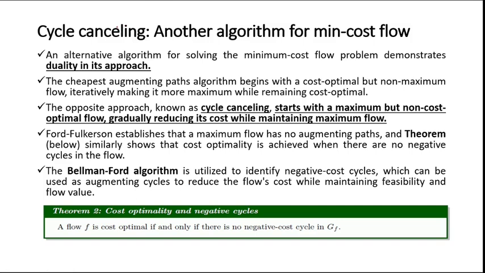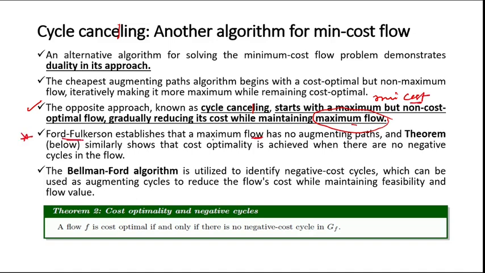So based on that, you have cycle cancelling algorithms. The approach, known as the cycle cancelling algorithm, starts with a maximum but non-cost-optimal flow, gradually reducing the cost while maintaining the maximum flow. So maintaining the maximum flow as well as minimum cost, these two things you have to maintain. Ford-Fulkerson establishes the maximum flow. This point is important.